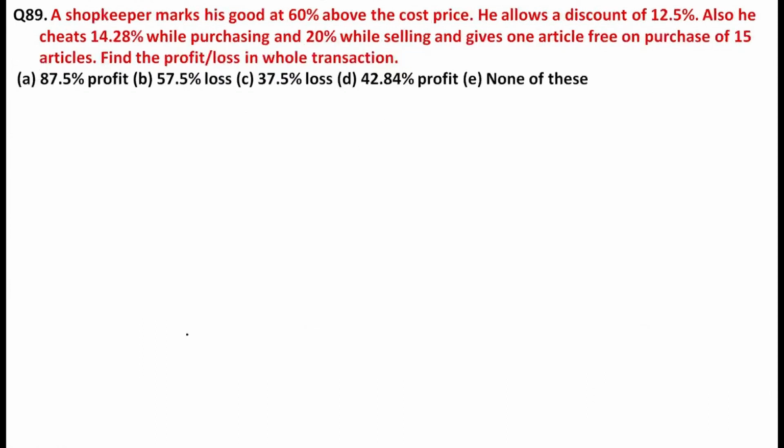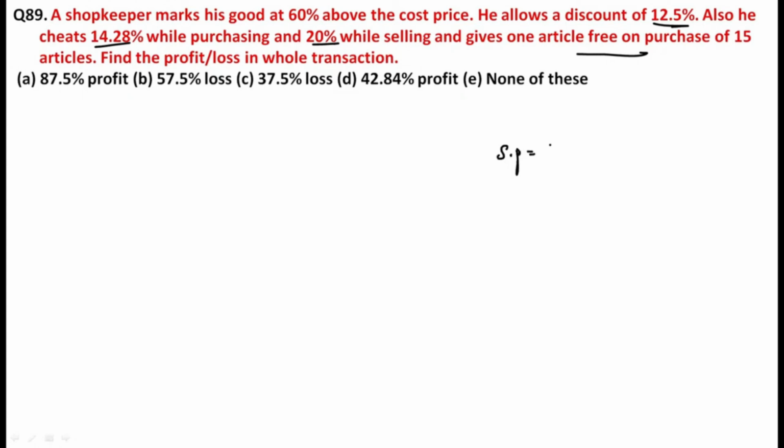It's a good concept. A shopkeeper marks his goods at 60% above the cost price. So there is an initial cost price. Now it increases by 60%. He allows a discount of 12.5%. Also, he cheats 14.28% while purchasing, and 20%. And while he's selling, he gives one article free on 15 articles. Find the profit or loss in the whole transaction.